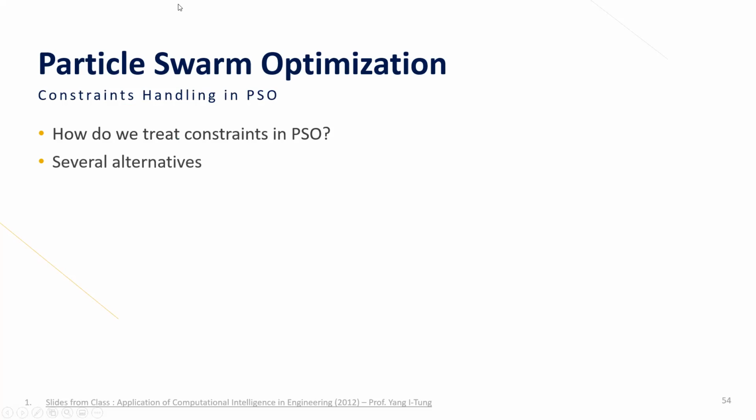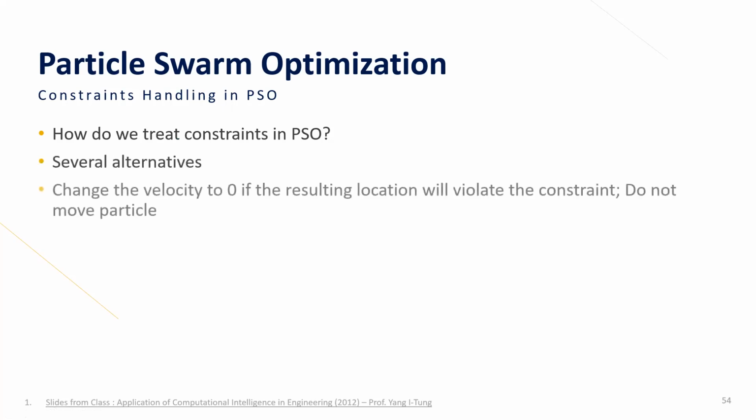Okay, this is the last part, about constraint handling. Constraint handling means how you deal with positions or decision variables that are not feasible for your optimization model. There are several alternatives you can use. First, when the location generated from the velocity violates the constraint, you can decide not to use that velocity, so the particle stays within the constraint.